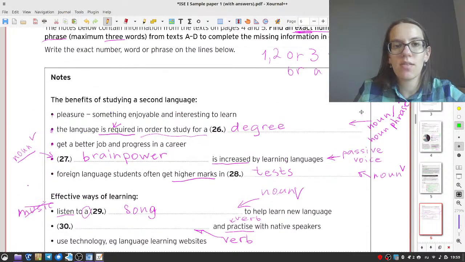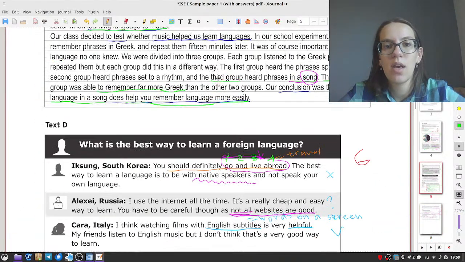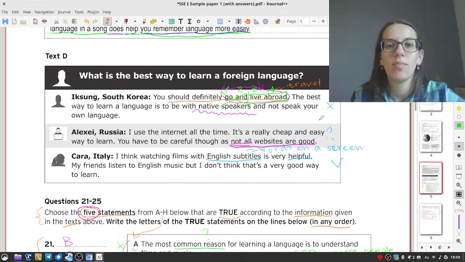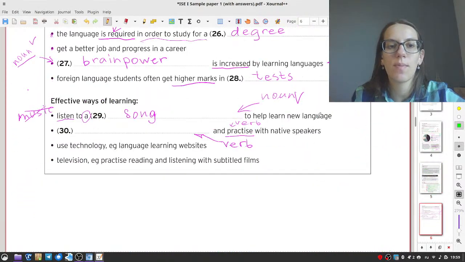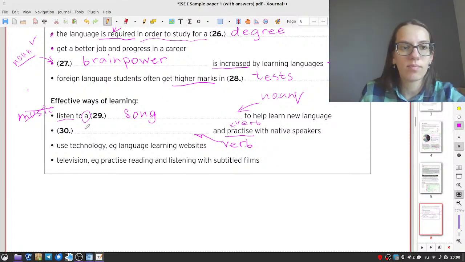Well, the task says no maximum 3 words, so you can't use this whole phrase. So how can we make it shorter so that it still makes sense? Well, we don't really need to use this part, "go and." You can just use the part "live abroad," and that makes perfect sense. Yeah, so "live abroad." So that is our answer.